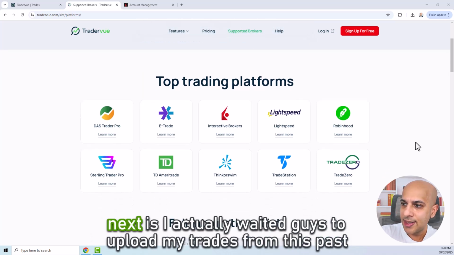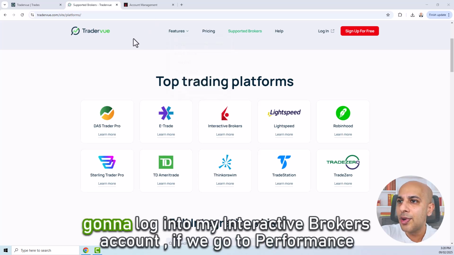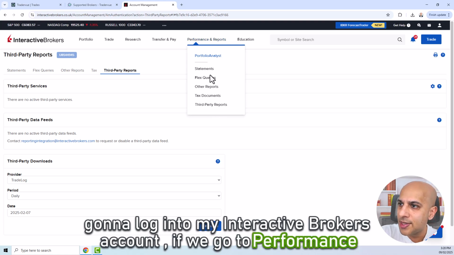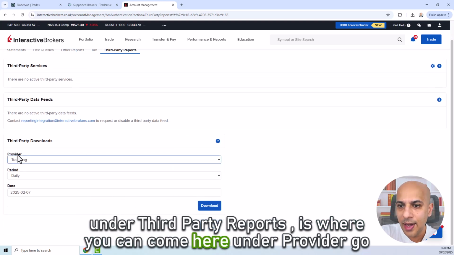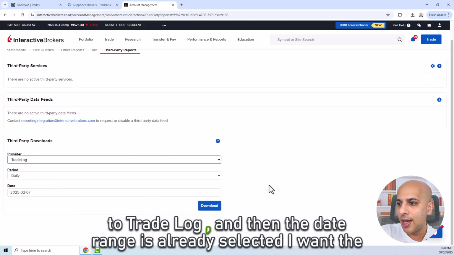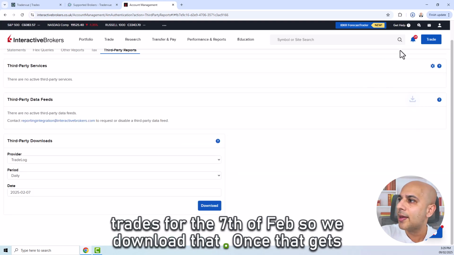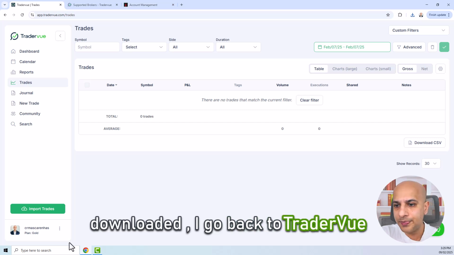So what I'll do next is upload my trades from this past Friday, which was the 7th of Feb 2025. So we could do it together. I'm going to log into my Interactive Brokers account. If we go to Performance and Reports under Third Party Reports, you can come here under Provider, go to Trade Log, and then the date range is already selected. I want the trades for the 7th of Feb. So we download that.